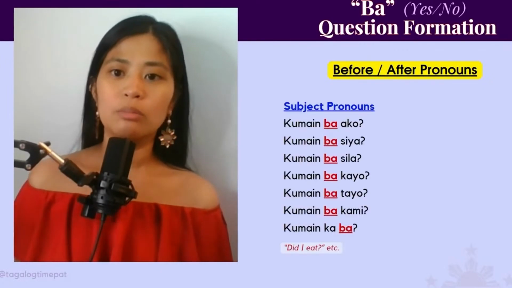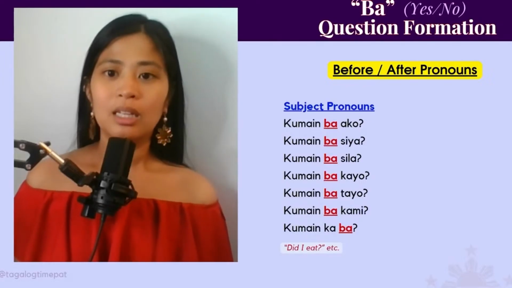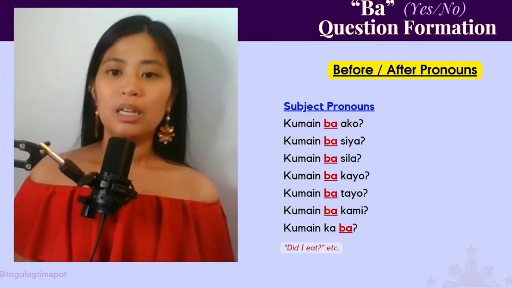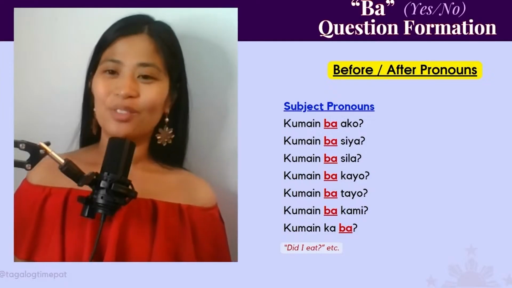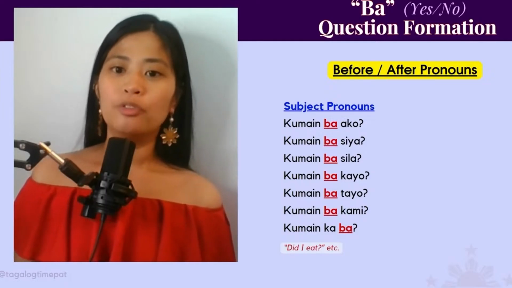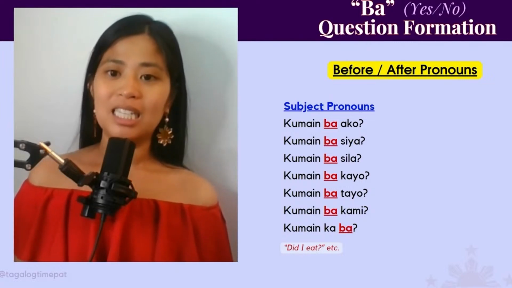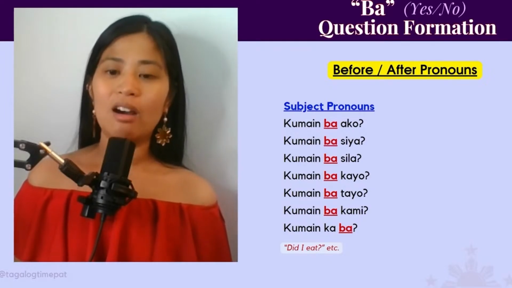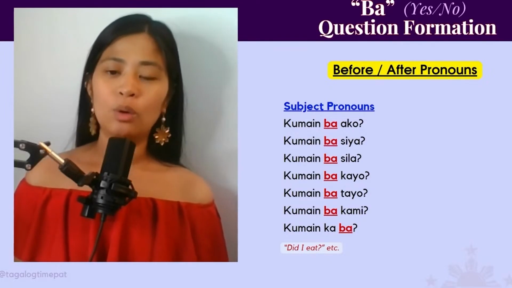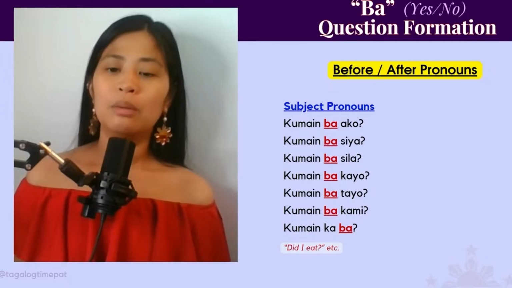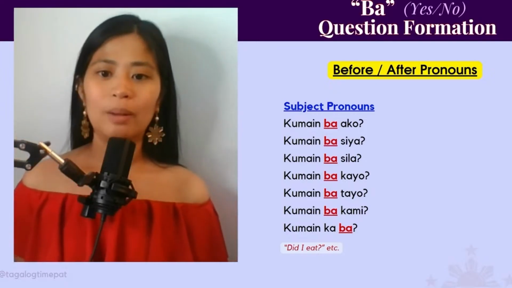Next, sometimes ba goes before a pronoun. Sometimes it goes after. Take a look at this. So subject pronouns, we already learned about these in the previous lessons. Kumakain ako means I am eating. But if you wanted to ask, am I eating? Like if you're asking yourself rhetorically, ba would go before it. Kumakain ba ako? Am I eating? Kumakain ba siya? Is he eating? Kumakain ba sila? Are they eating? Kumakain ba kayo? Are you all eating? Kumakain ba tayo? Are we eating? Kumakain ba kami? Are we eating exclusive?